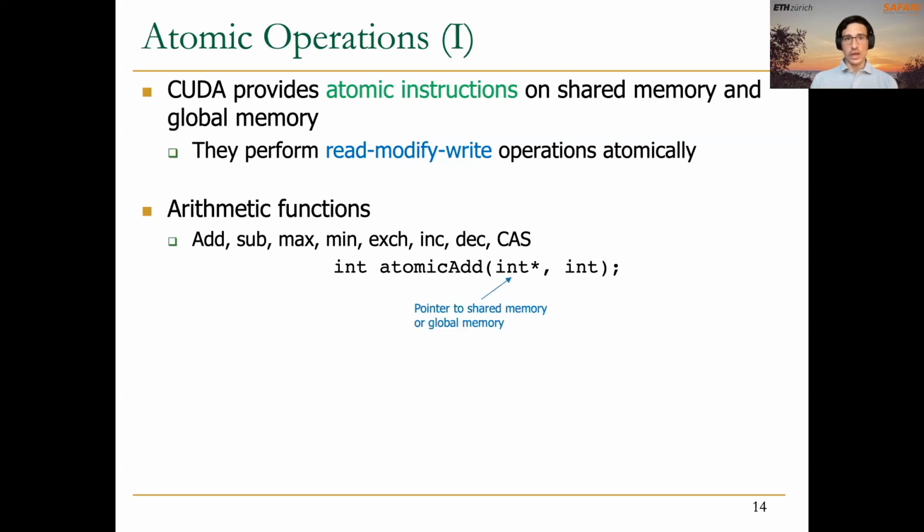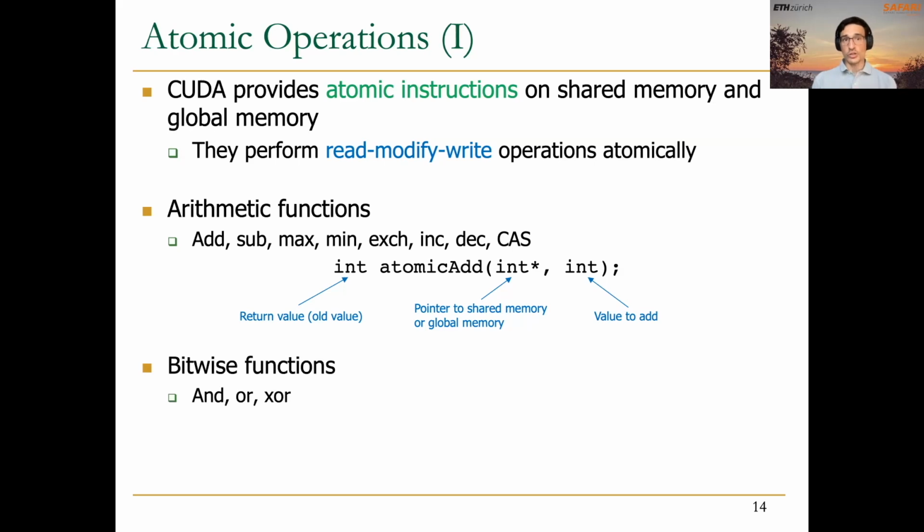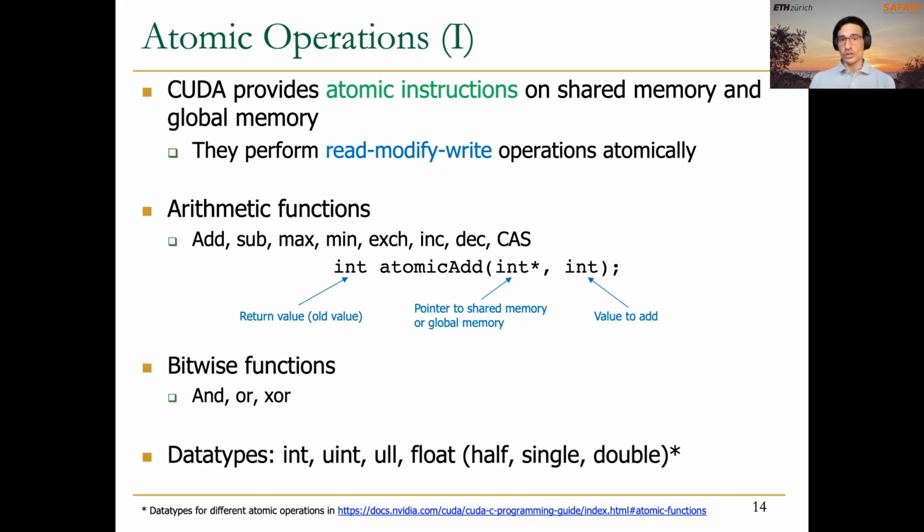This is an atomic add, where we identify the pointer to shared memory or to global memory, which points to the atomic variable that we are going to update using the atomic operation. This is the value that we are going to add, and this is the return value. In the case of these atomic operations, they return the old value. There are atomic operations for arithmetic operations, but also for bitwise operations, for example AND, OR and XOR, and also different data types. You can go to the CUDA programming guide for the whole list of atomic operations and data types.